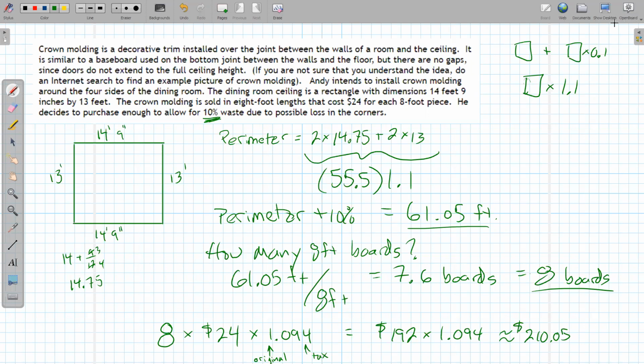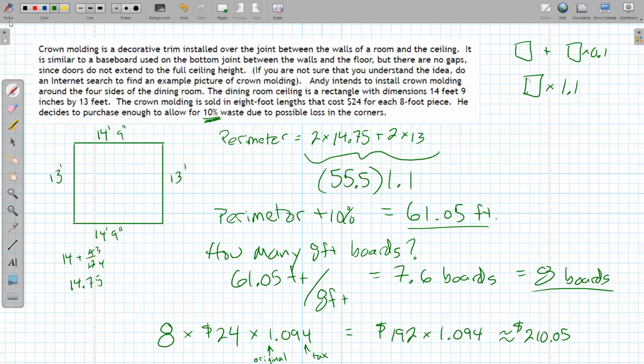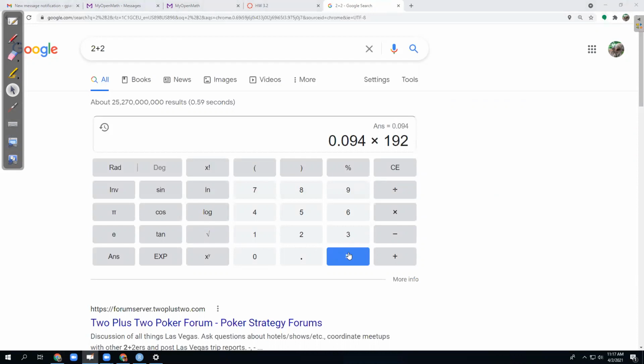Just double check we got that tax right. So they gave me 9.4%. Percent, remember, means divide by 100. So if I take that 9.4 and divide it by 100, there's the 0.094, that's the tax amount. Before taxes, it was $192. That means just the tax is $18.05.